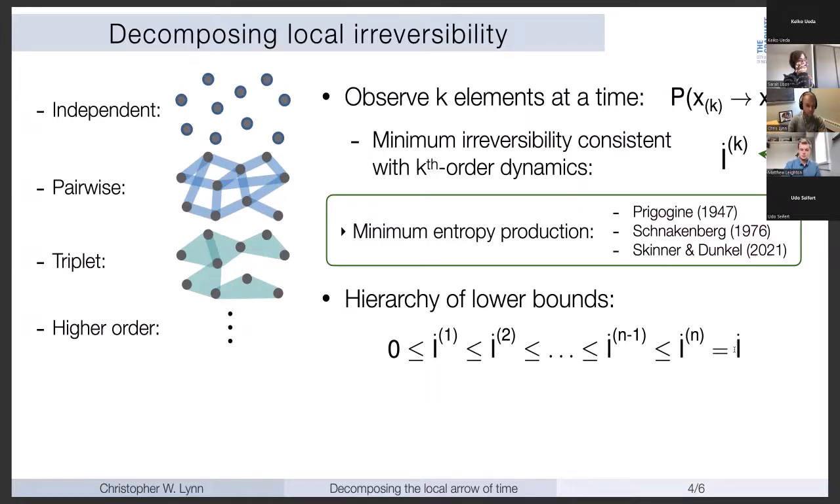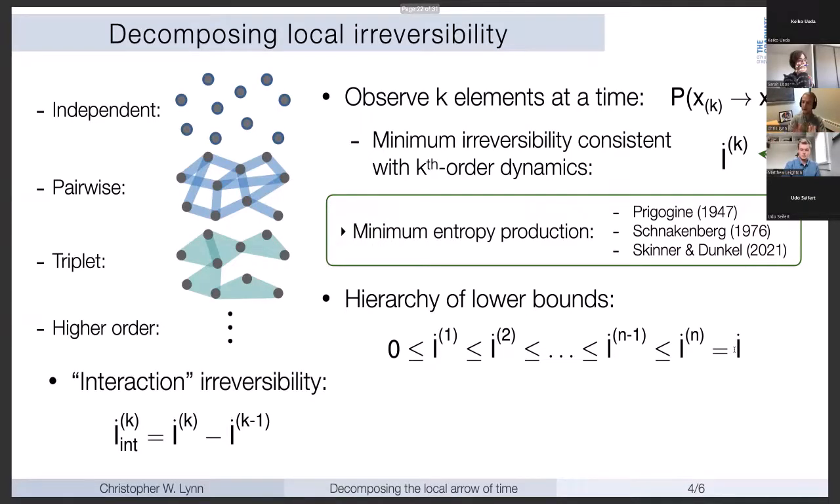Now, at the end of the day, really what we want is the irreversibility due to kth order dynamics alone. And so we're going to define what we call an interaction irreversibility of order k, which is just the minimum irreversibility consistent with kth order dynamics minus the minimum irreversibility consistent with the lower order dynamics, the k-1th order dynamics. So intuitively, this is just the extra irreversibility you get by including kth order dynamics in your description of the system.